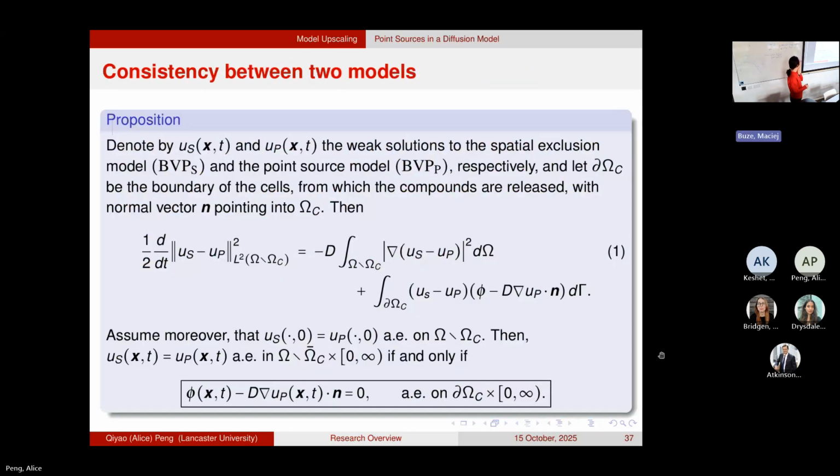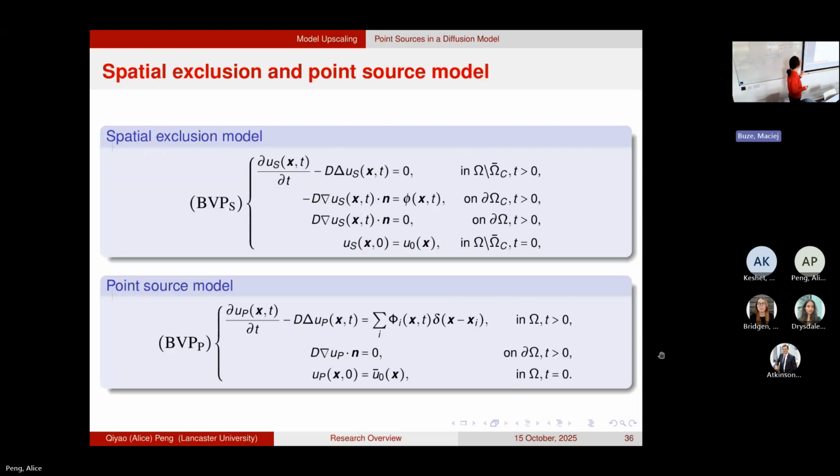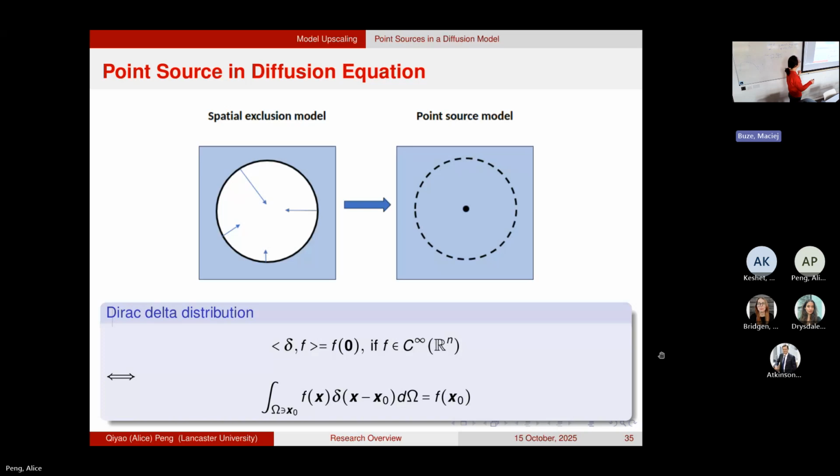For this one, we have a rigorous proof for this proposition. You can see that the two models converge to each other to some extent, but this condition will never be reached. It's purely because physically, for the point source model, the compounds start traveling from here to the membrane, while in this model everything starts from the membrane itself. So the compounds always need a physical time to cover the distance from this part to this part.